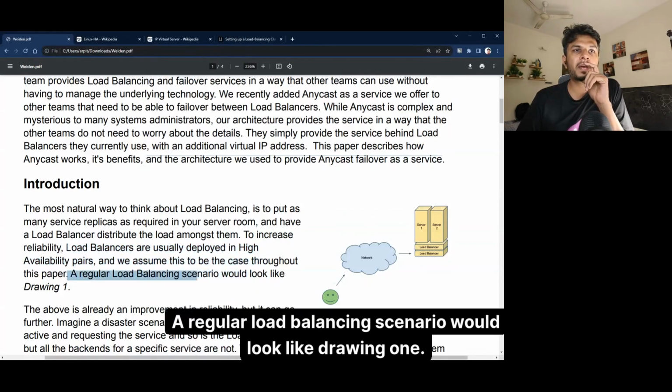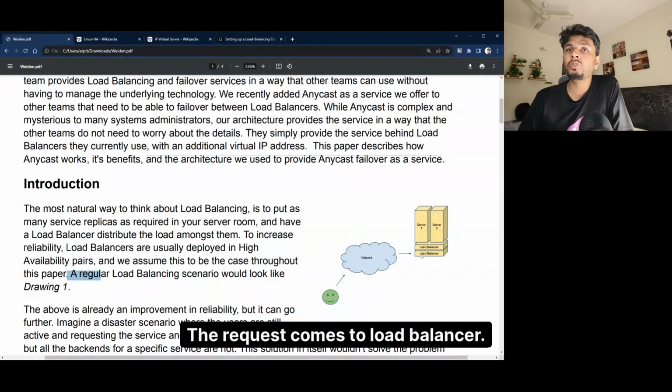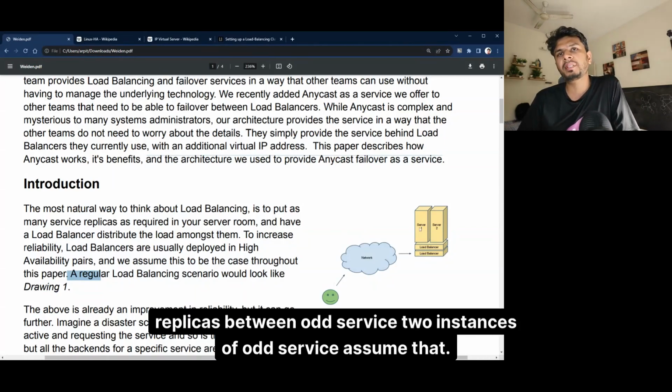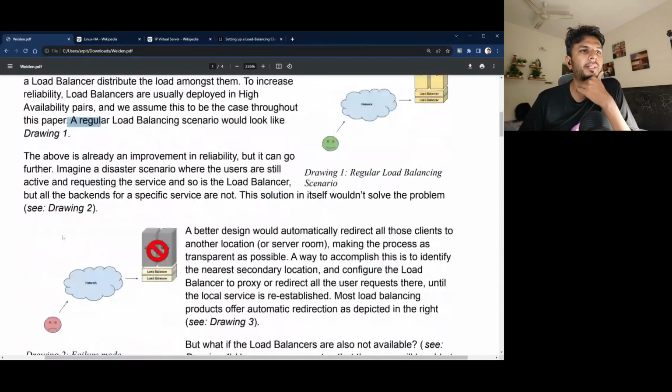A regular load balancing scenario would look like drawing one. This is drawing one. So the user, through their private network, internet and whatnot, the request comes to the load balancer. This is literally a single instance behind which you can see multiple service replicas running. Auth service, two instances of auth service, assume that, right? So this is a very primitive setup.